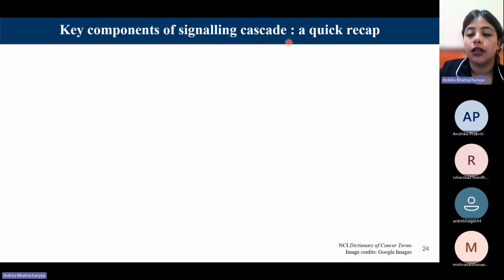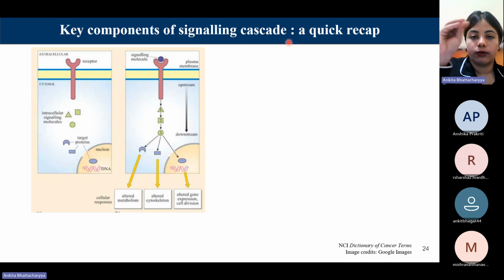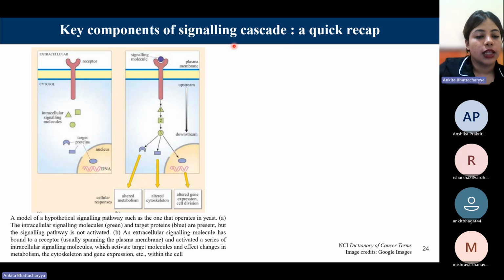We'll learn about that. But for now, what we want to understand is what exactly forms a signaling pathway or a signaling cascade. There are a few components. Think of them as coordinators of a project. So first of all, this is a model of a hypothetical signaling pathway.